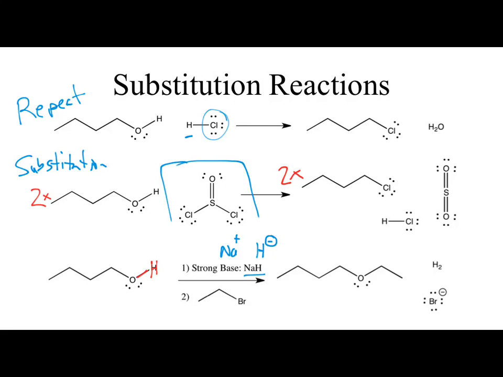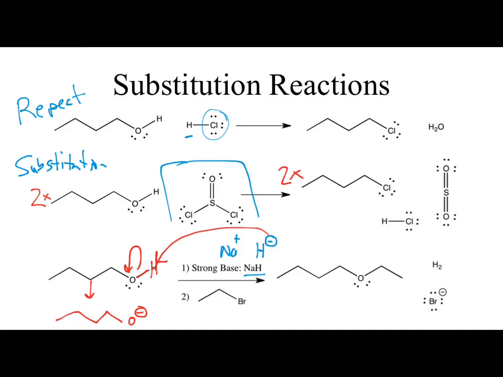Our hydride comes along, pulls the hydrogen off as H+, and it puts electron density on that oxygen. So much electron density that what charge does our oxygen become? It becomes negatively charged. What can you tell me about that negatively charged oxygen? It can now act as a nucleophile.